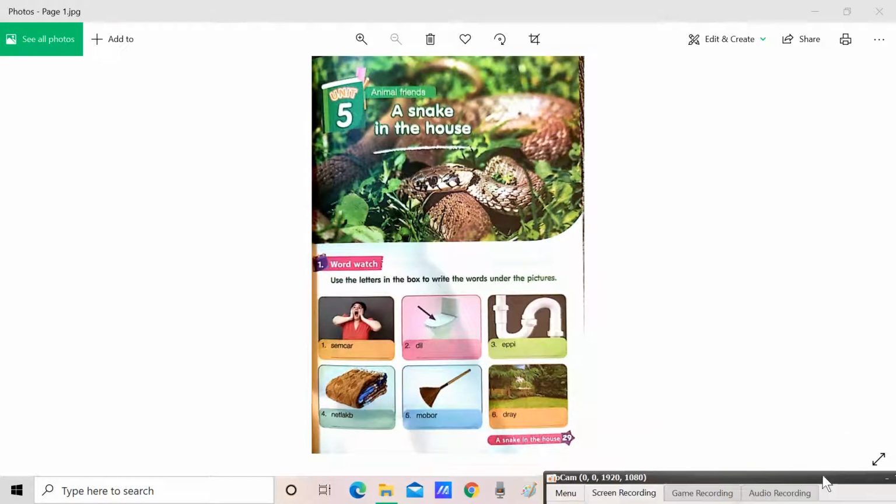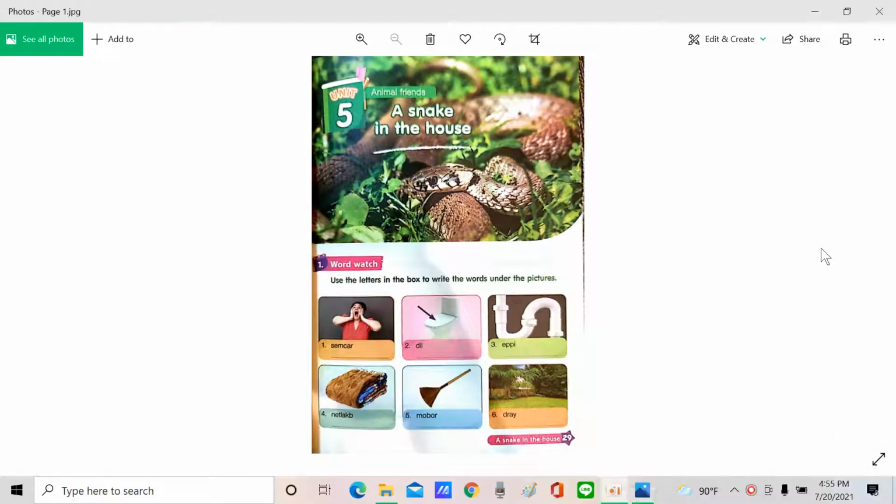Okay, good afternoon, students. I am going to explain to you about our story in reading. We are now in Unit 5. The title of our story in Unit 5 is A Snake in the House. Since the title is A Snake in the House, it means we're going to learn about snakes.